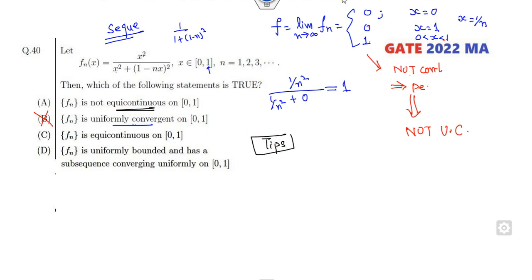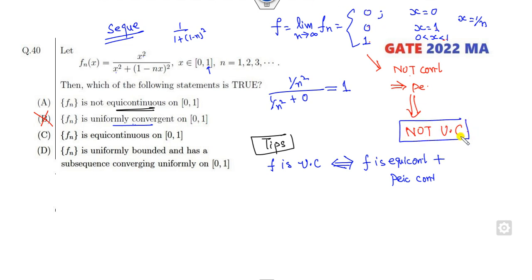Now remember, what is equicontinuous? So remember, this is the simplest tip for you. F is uniform continuous if and only if f is equicontinuous plus f is piecewise continuous. Fine. Now clearly says f is not uniform continuous. What is the meaning of that? F is not equicontinuous. Fine. So f is not equicontinuous, correct option.